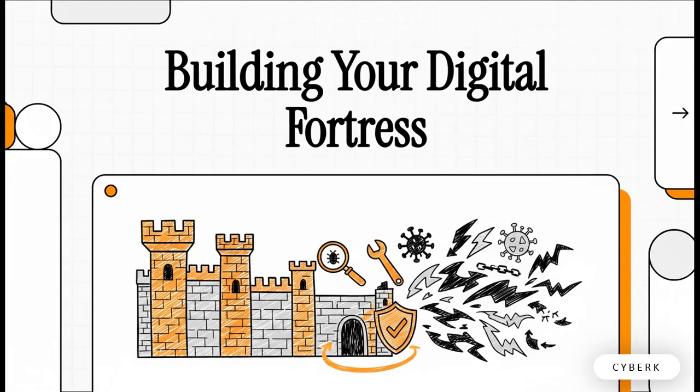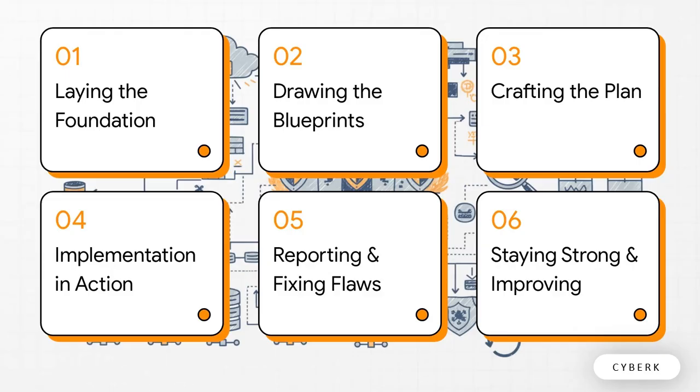So let's get started. Here's how we're going to build this thing, broken down into 6 key stages. First, we lay the foundation. Then, we'll draw up the blueprints and craft the detailed plan. After that, it's time to put it all into action, figure out how to report and fix any flaws we find, and finally, how to keep those walls strong for the long haul.